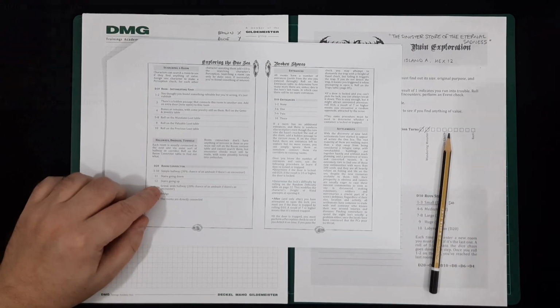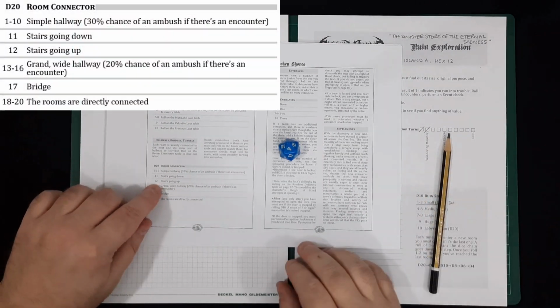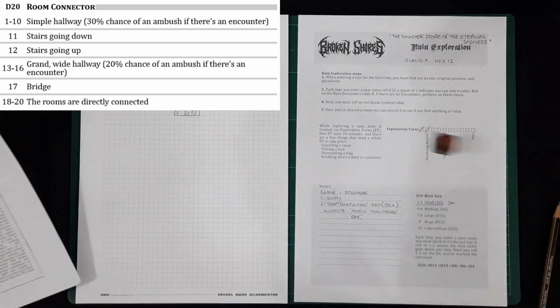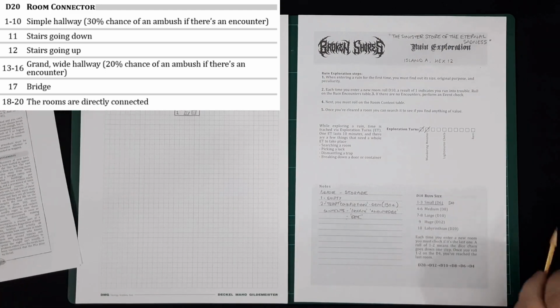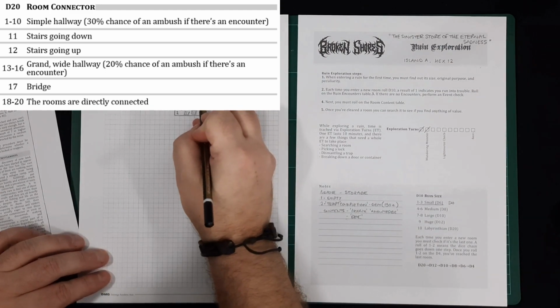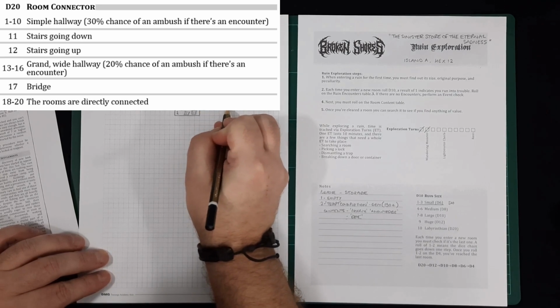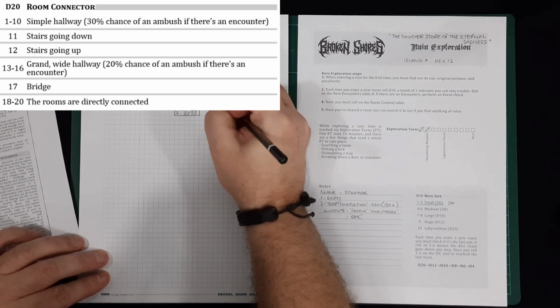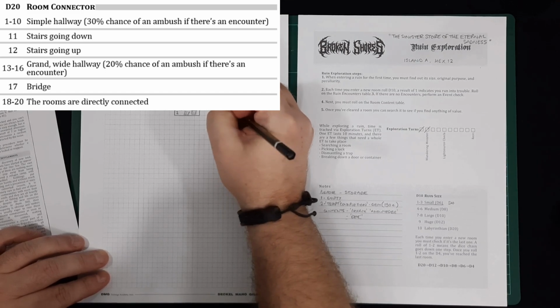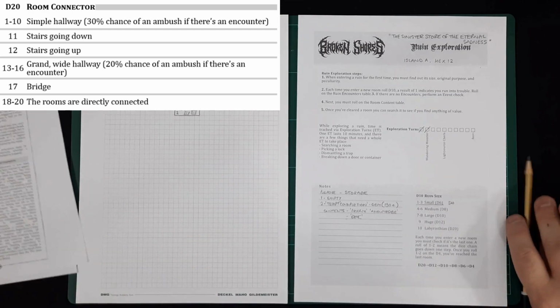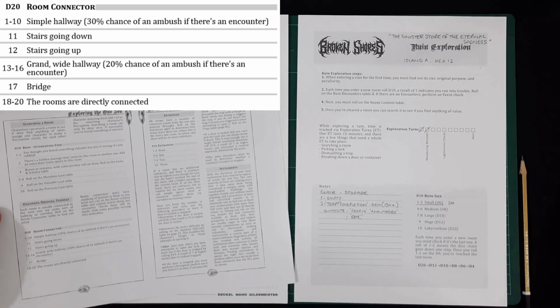The connector is a 4. Simple hallway again. How big? Another long hallway. 2, 4, 6. Again, I'm kind of looking at the way that it's written here. I'm thinking that they are just simple hallways, passages, or bridges with just a single exit at the end. But we do have to check for encounters, so we're rolling a D10.